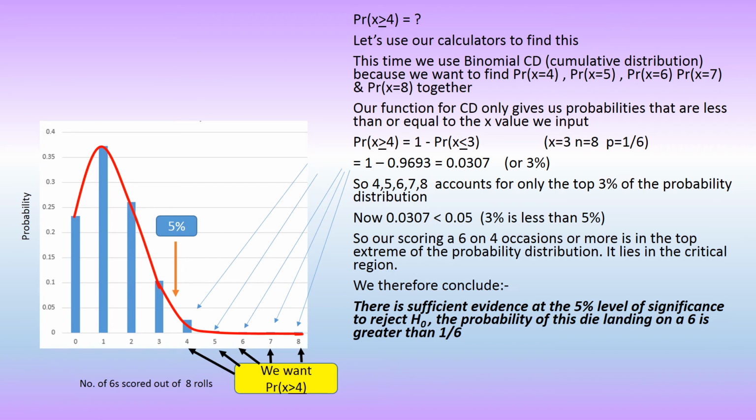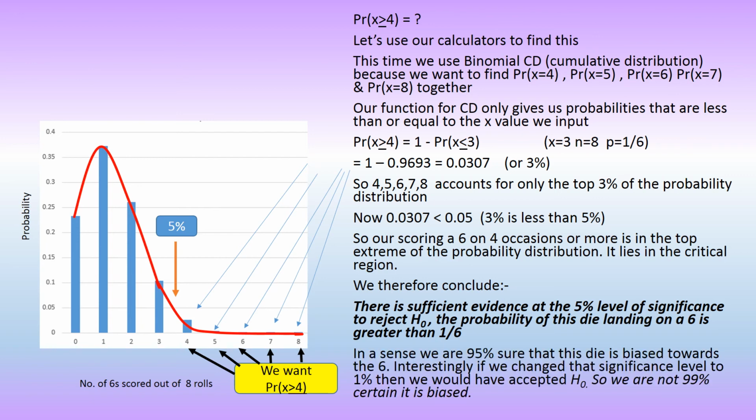The first one, using the word sufficient, is important as well. The first part, there is sufficient evidence at this 5% level of significance to reject the null hypothesis. We're not saying it's impossible to get 4 or more, we're just saying it's in the top 5% of the whole distribution, and therefore it's unlikely, given that the probability is 1/6. The second part of the sentence, it puts it back into context of the situation. So the probability of this die landing on a 6 is greater than 1/6.